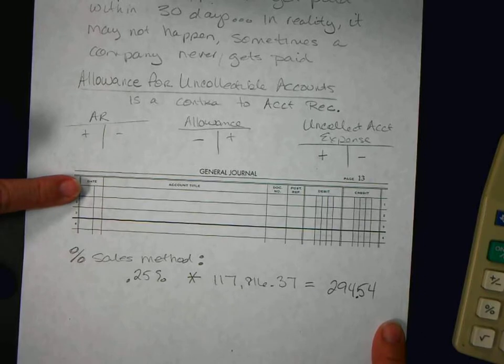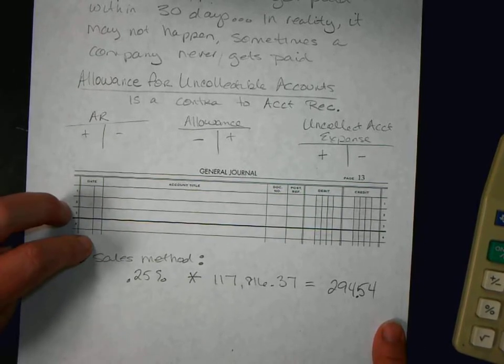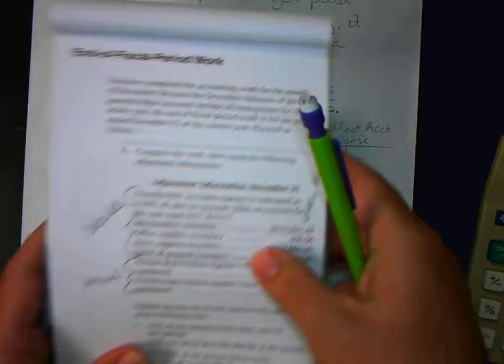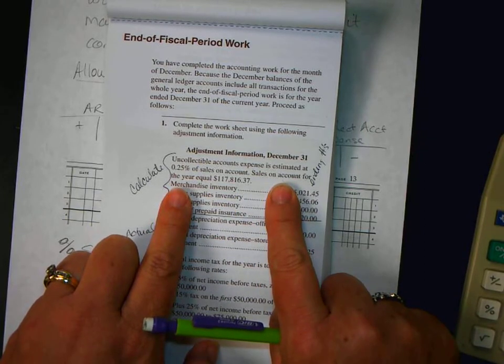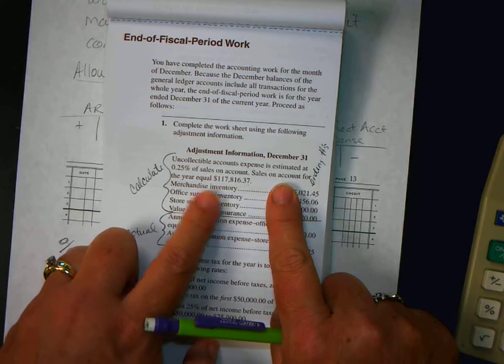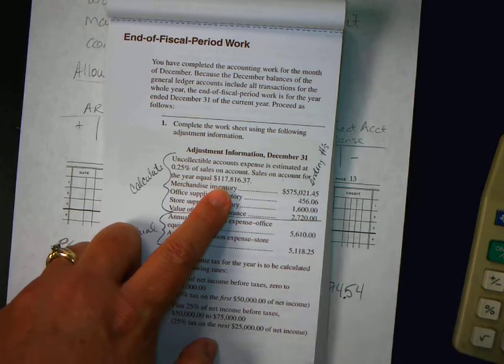Is this the one that's actually in our book? This is the one that's actually in your book. So these are going to be your actual numbers. What is 117,816? It's right here. It's the sales on account. Should that be anywhere in your journal? That number? No, that's why they're giving it to you.